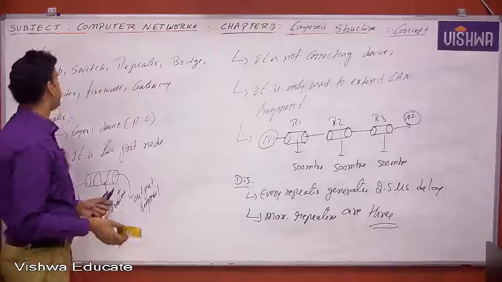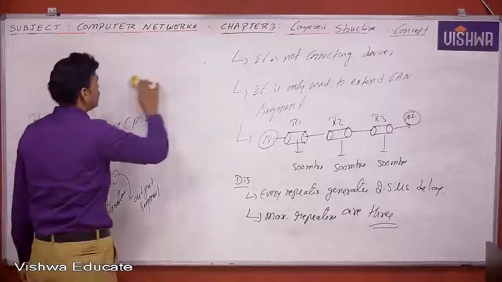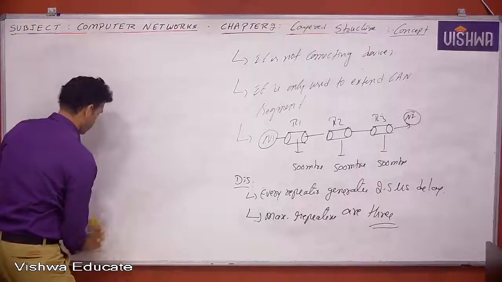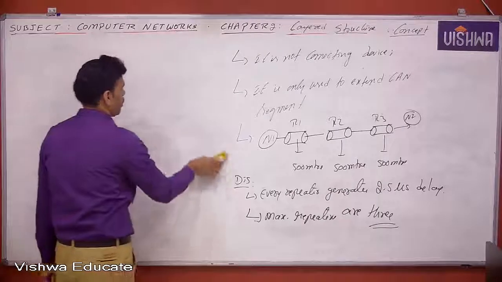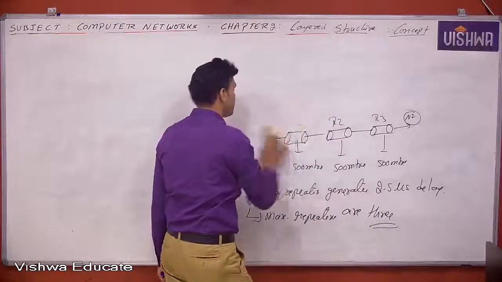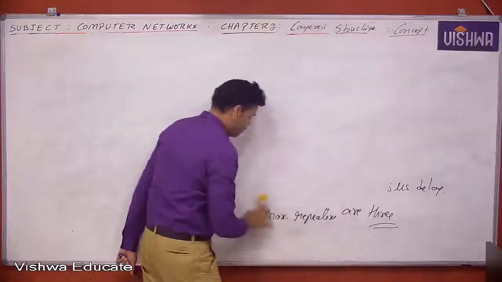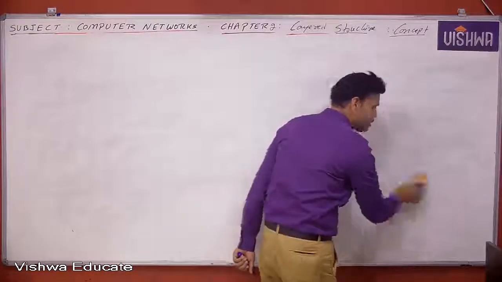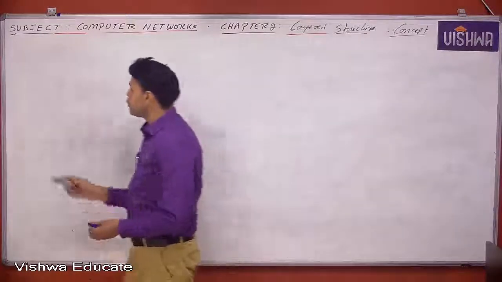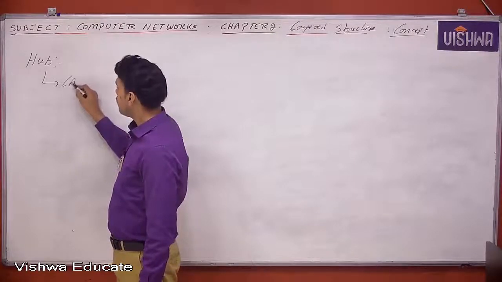Next we see the second device, that is hub. When you talk about hub, it is a connecting device, a LAN forming device. Repeater is not a LAN formation device. Repeater tries to extend the LAN segment, that's it. But when you talk about a hub, it is a LAN formation device.